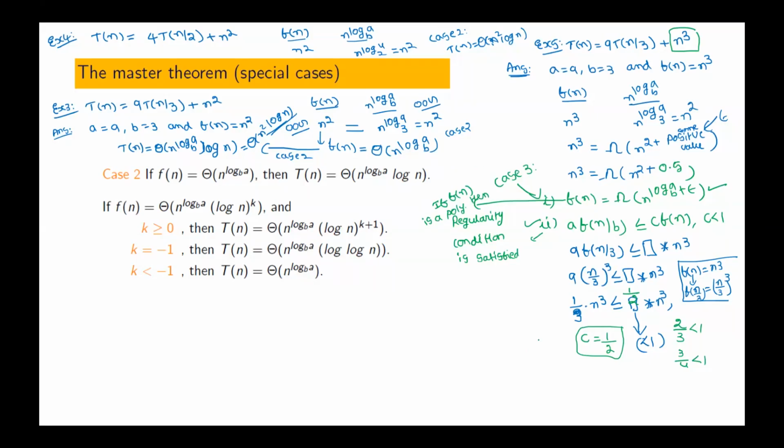Now, by case 3 of the master theorem, what is T of n?